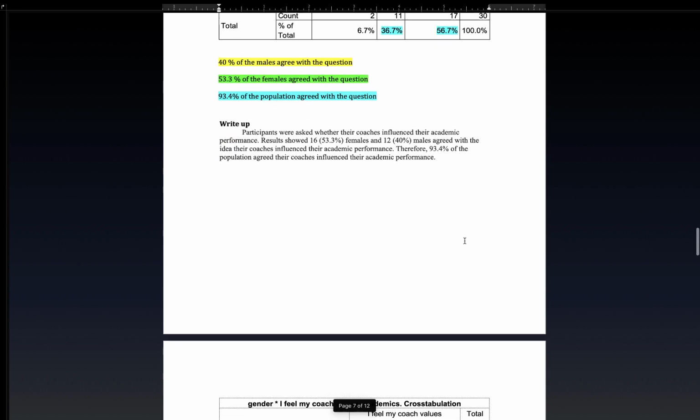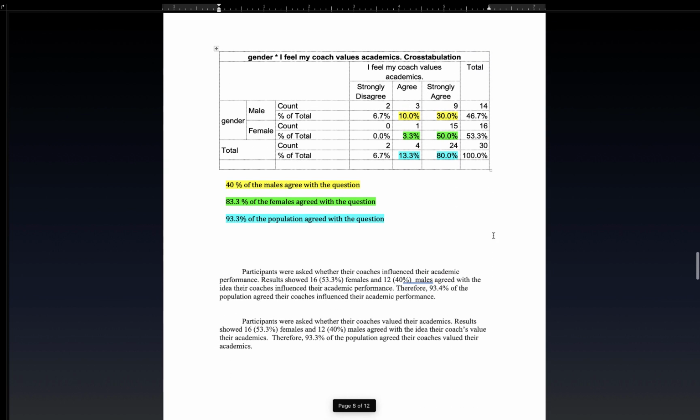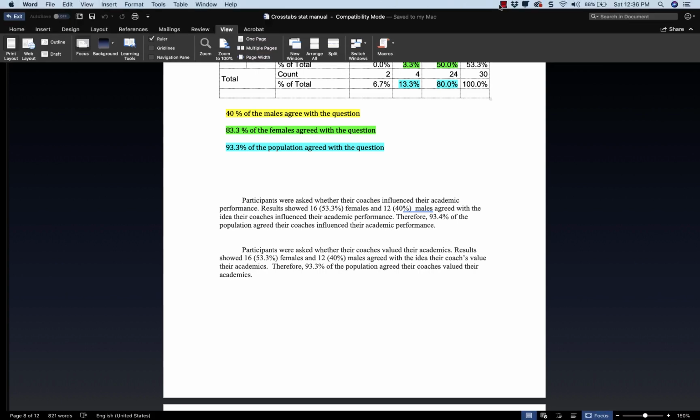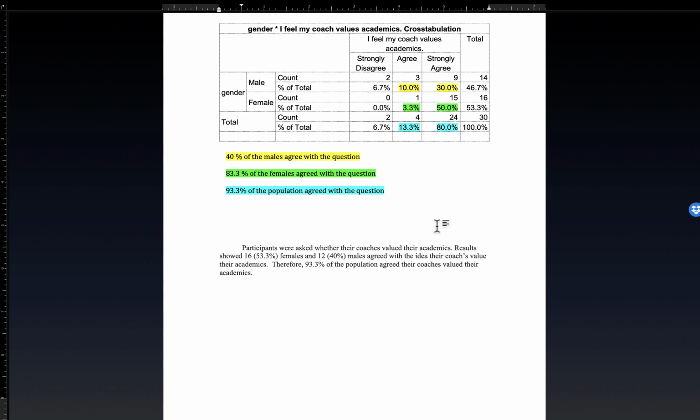So let's move on to another example. Gender versus I feel my coach values academics. You can see again that we only have the 3. They either strongly disagreed, agreed, or strongly agreed. The line in the middle, you'll see the percentages, and then basically you have these numbers, and then here is your write-up. As you can see here, you have the same type of write-up as you did there. So it stays in the same pattern.